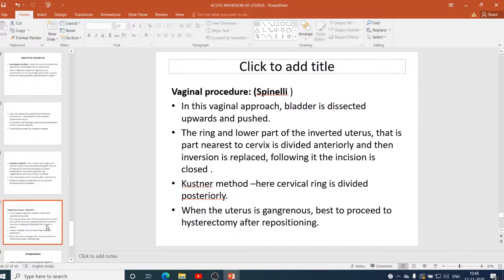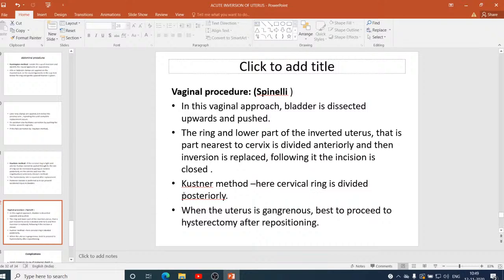Coming to the vaginal procedures, that is Spinelli's method. In this vaginal approach, initially the bladder is dissected upwards and pushed up. Later the ring and the lower part of the inverted fundus, that is the part which lies near the cervix, is divided anteriorly and then the inversion is corrected. Following it, the incision is closed.